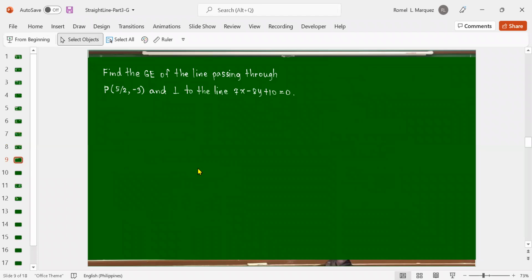What about this one? Find the general equation of the line passing through (5/2, -3), and perpendicular to the line 7x minus 8y plus 10 equal to 0. But this time perpendicular. So we have the line given 7x minus 8y plus 10 equal to 0. Okay? What about for the line that is perpendicular passing through (5/2, -3)?